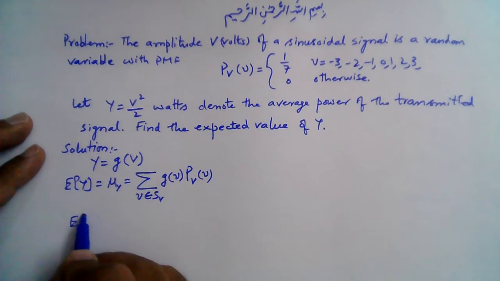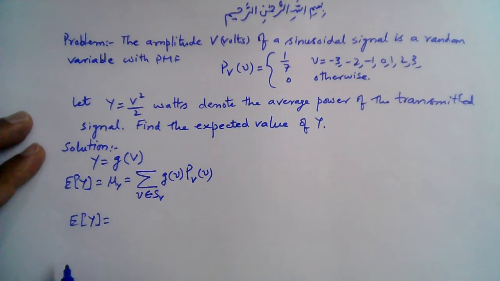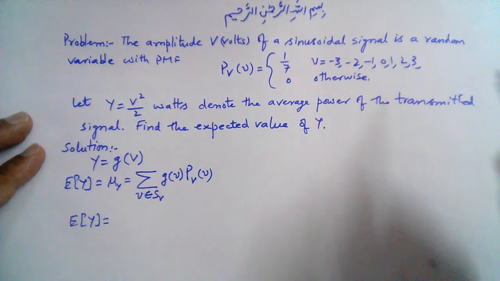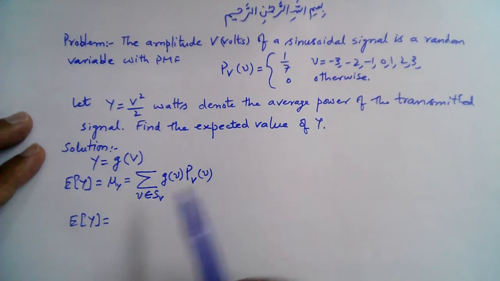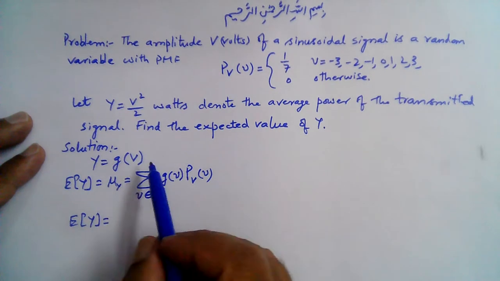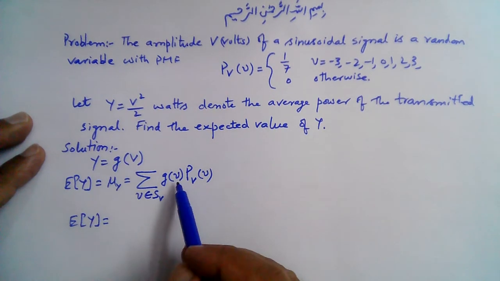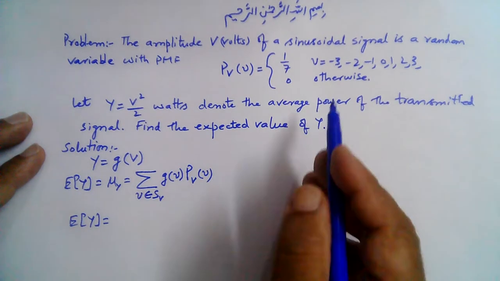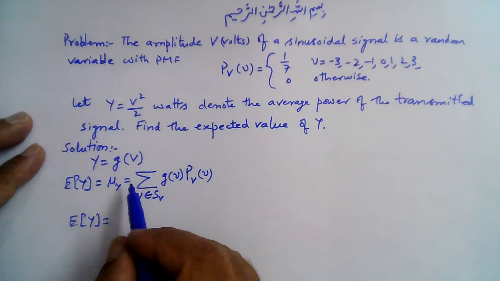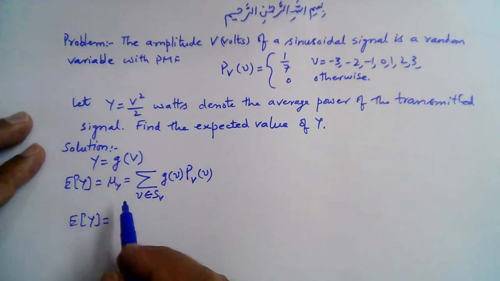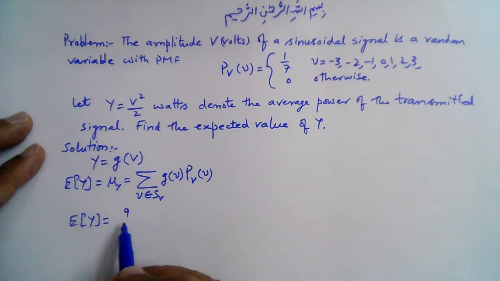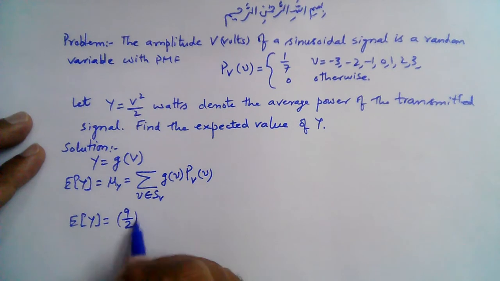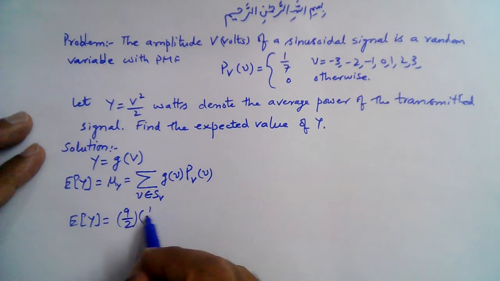So here expected value of Y is equal to, for example, we can take on these values. V is equal to minus 3, minus 2, minus 1, 0, 1, 2 and 3. So for each of these values we find the corresponding value of Y, right, and then we multiply it with the corresponding probability, which is 1 over 7 in each case. So V is equal to minus 3. So when V is equal to minus 3, Y is equal to V square over 2 is 9 over 2. So 9 over 2, right, multiplied by the corresponding probability, which is 1 over 7.